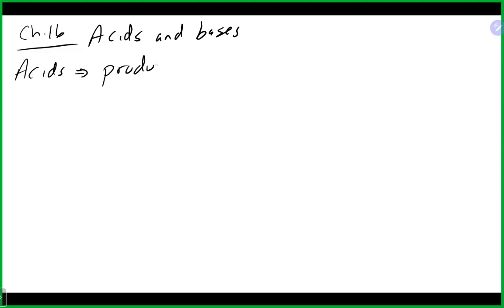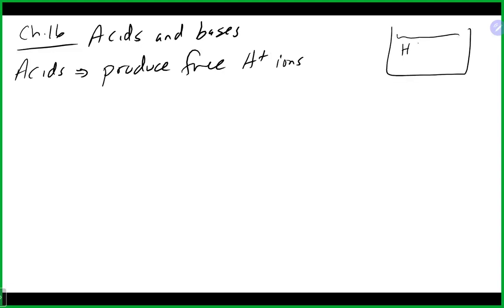And 16 is acids and bases. And remember that we have our basic definitions here. An acid really is something that has the ability to produce H plus ions in solution. And remember that what we're talking about is, again, those freely floating H plus ions. They're not attached to anything. They're just kind of free in the solution.